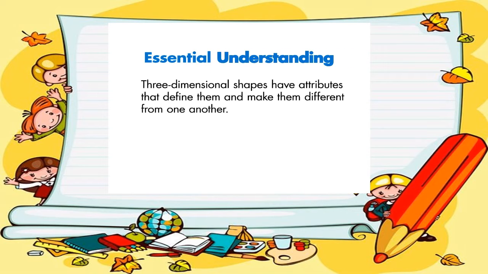The essential understanding for this lesson is three-dimensional shapes have attributes that define them and make them different from one another. Previously, students defined two-dimensional shapes according to their attributes. In this lesson, students use attributes to identify and define solid shapes.